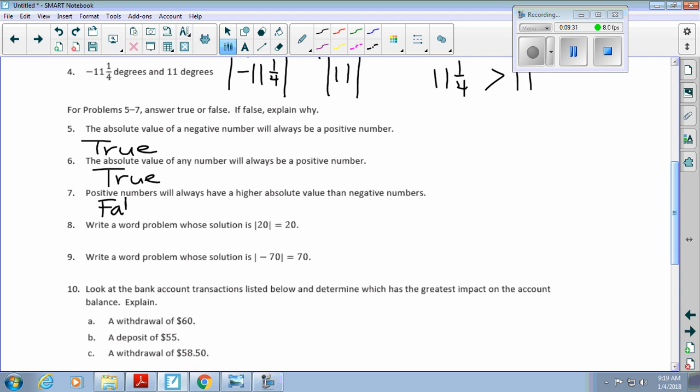Can someone give me an example that proves this? That we could have a positive number that actually has a lower absolute value than a negative number. Do you have an example to give? Can you come up with an example? We want to prove that this is a false statement. It's saying that positive numbers are always going to end up with a higher absolute value or always have a bigger magnitude.